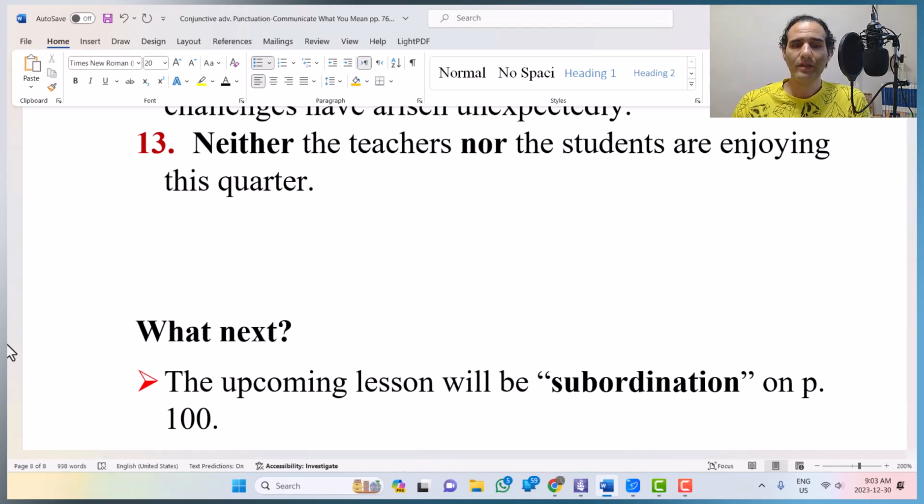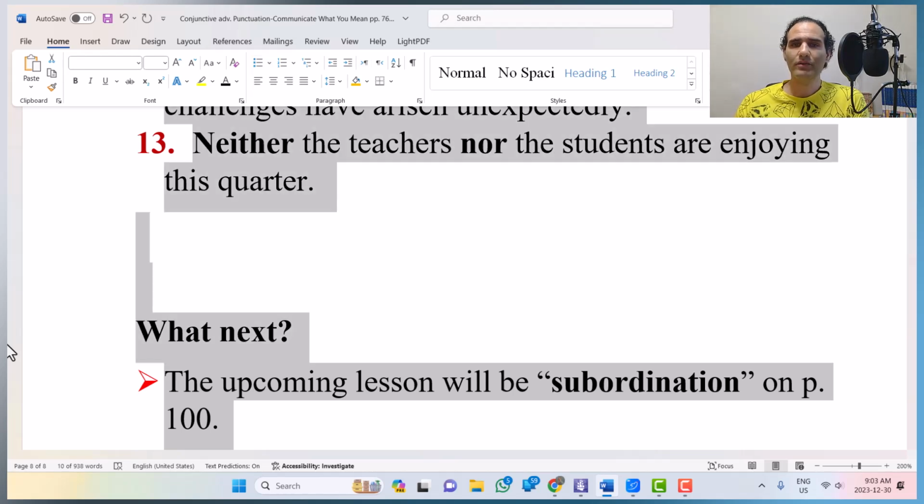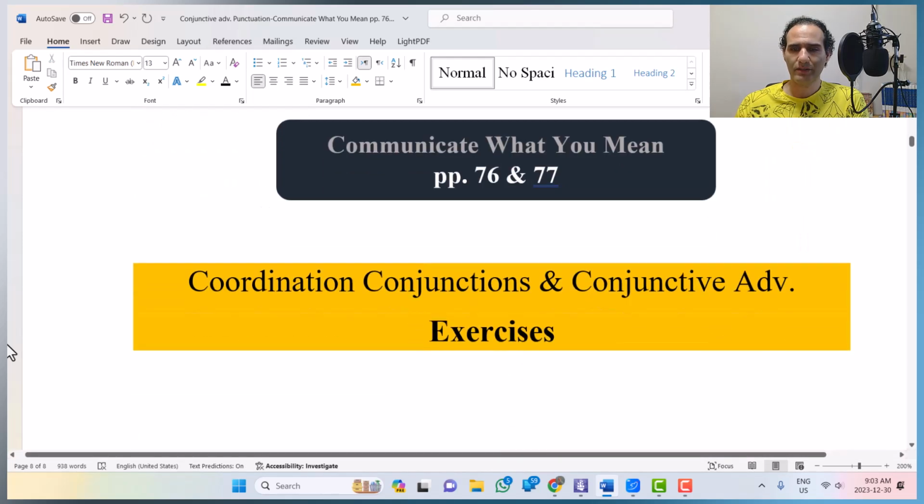The following video will be on subordination and specifically on adverb clauses. So we are jumping from page 77 of Communicate What You Mean to page 100, talking about subordination. Indirect speech on page 78 is not that important for us, so we will be moving to subordination on page 100. So as a clip review, let's see what we talked about today.